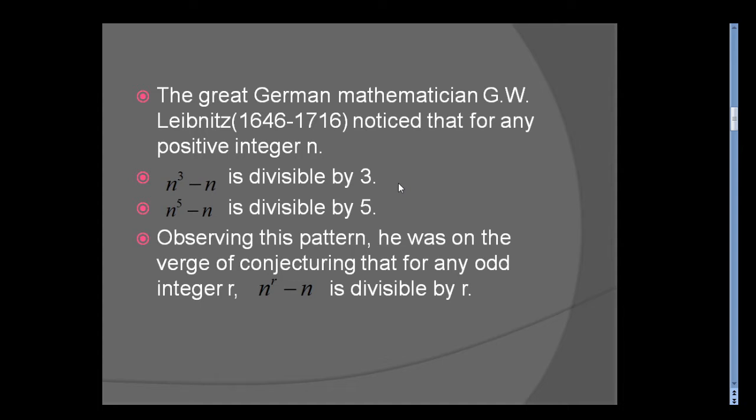Now, the German mathematician Leibniz noticed that when we take a positive integer n, here n cube minus n is divisible by 3 and n power 5 minus n is divisible by 5. So, observing these patterns, he was on the verge of conjecturing that for any odd integer r, we write it as n power r minus n. This general form is divisible by r, where r is an odd integer.